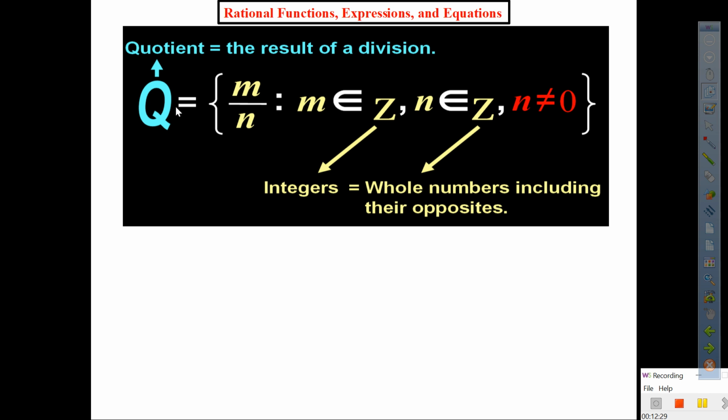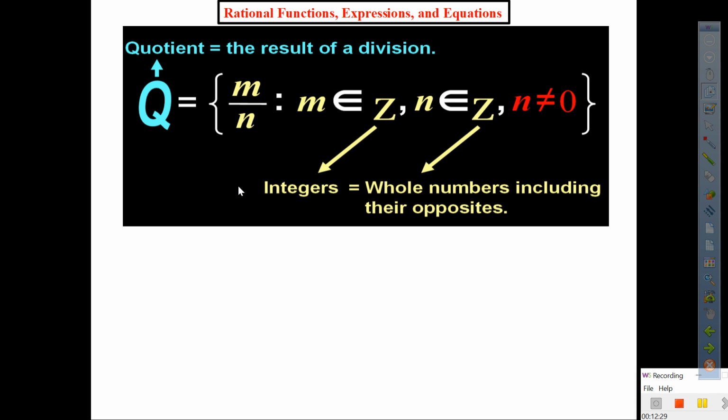Okay. Now, why use the letter Q? Because what does a fraction imply? What operation? Division. What is the result of a division? A quotient. Did we work on that? Yes, that's why we use the letter Q. Not because of Mr. Q, but I know, right? That would be cool.